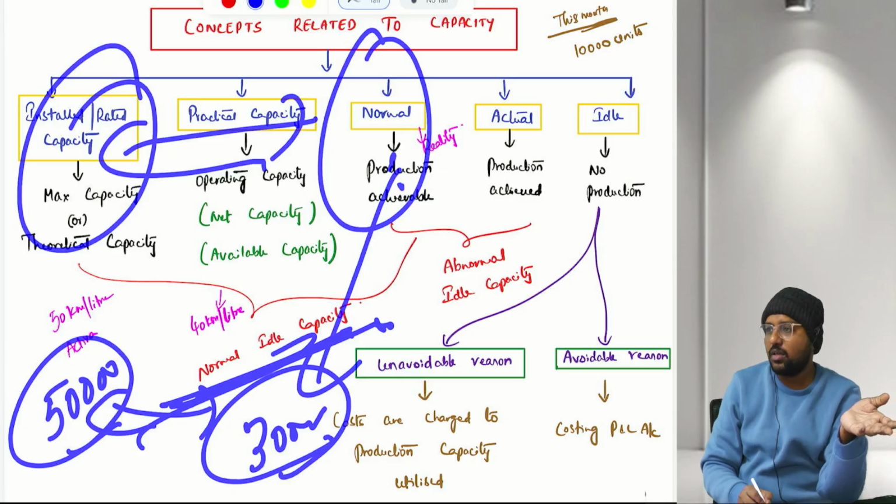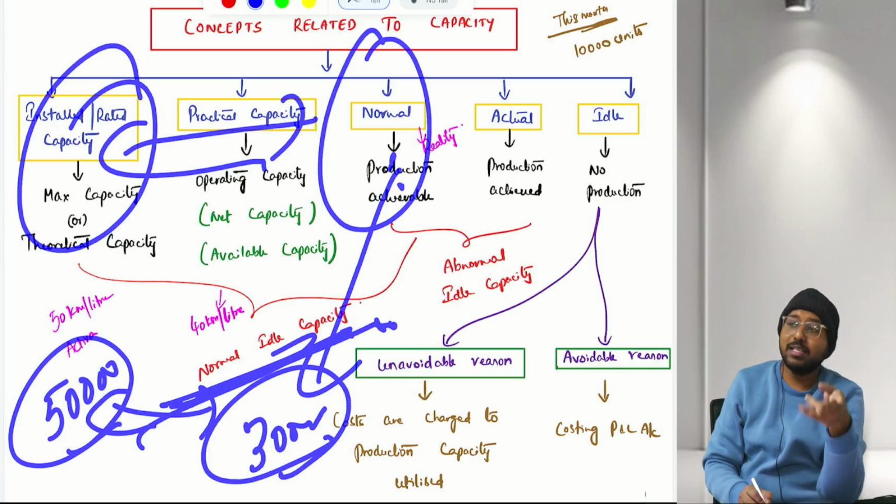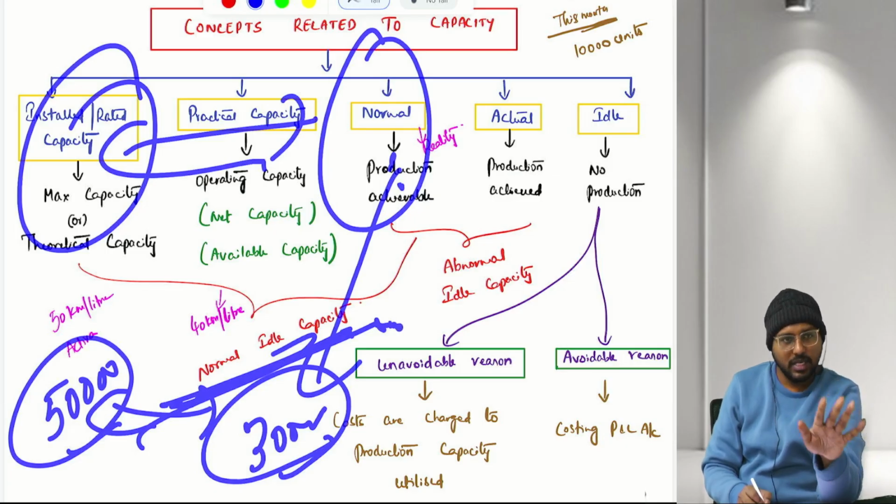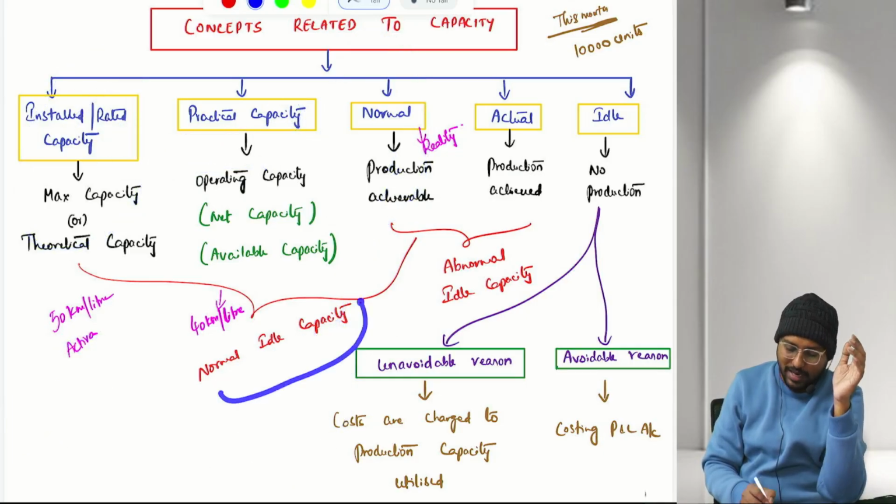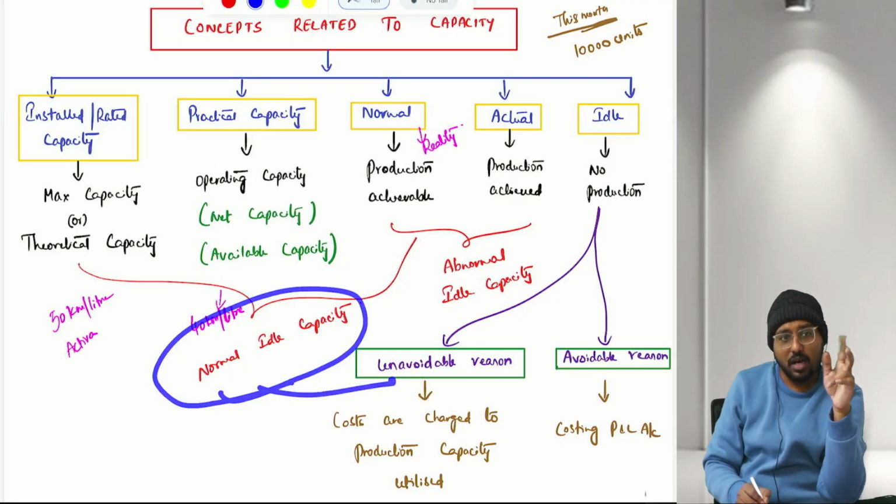You got it? Which is expected to happen. The same thing is also called as unavoidable reason, because you can't avoid it. It is expected to happen. You can't avoid it. Get the point? Don't get confused. Again, I'm telling you. Normal ideal capacity is nothing but unavoidable reason. That is expected to happen.